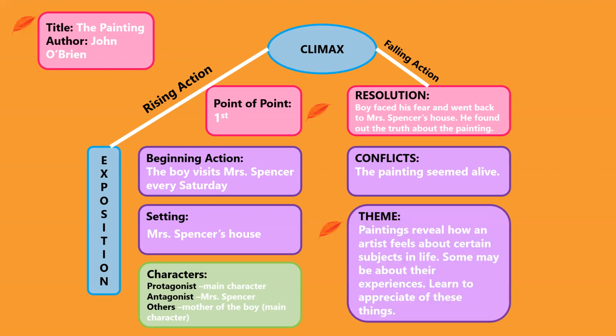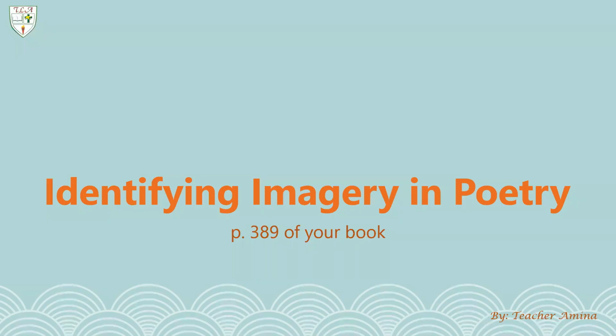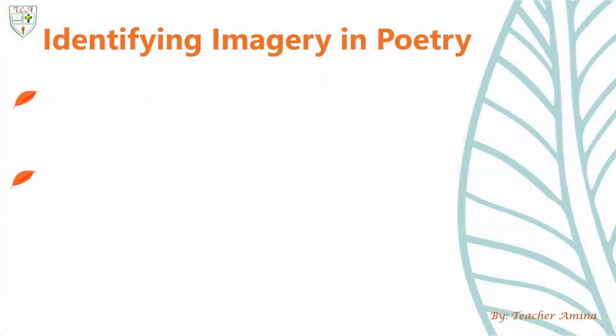And then the theme of the story, or the message. So paintings reveal how an artist feels about certain subjects in life. Some may be about their experiences. So what you do is learn to appreciate these things. Okay. Next is lesson 5, the topic, identifying imagery in poetry. That is on page 389 of your book.